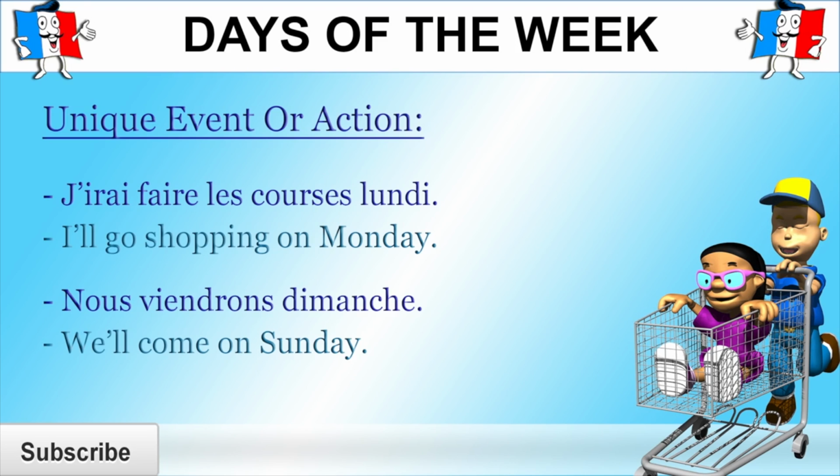So as you can see, when you're talking about an action or event that happened, is happening, or will happen on a particular day, but is not necessarily repeated every week on that day, then you do not translate on. So in English, if you're using on followed by the day of the week in the singular, then in French, you just use the day of the week.